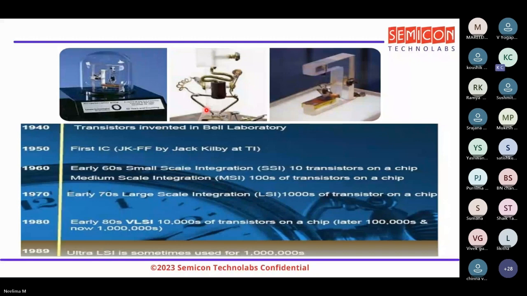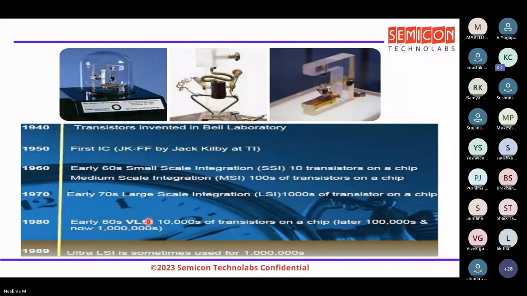That is nothing but a JK flip-flop. Those who know about digital electronics, JK is one of the flip-flops, right? And in the 1960s, early 60s, small-scale integration, as I mentioned in my previous slide, followed by MSI, followed by LSI, and finally VLSI, right? SSI means about 10 transistors on a chip, only 10 transistors. And then medium-scale integration means hundreds of transistors.